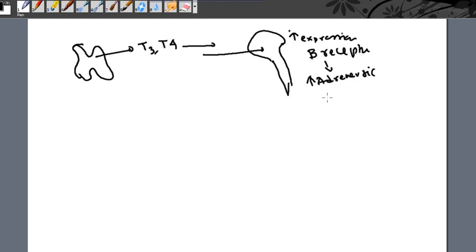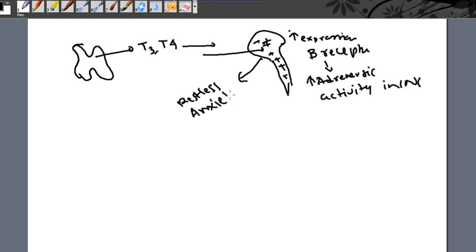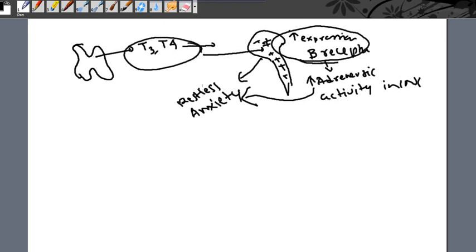And when there is increased adrenergic activity in the CNS, the CNS becomes very highly active. So the person is restless and anxious due to high activity of the CNS, high adrenergic activity in the CNS. Why high adrenergic activity? Because now a lot of beta receptor is expressed under the influence of T3 and T4. So the patient is restless and anxious.